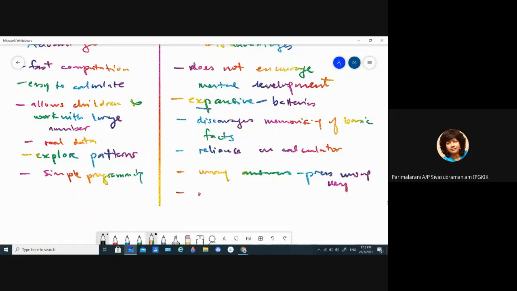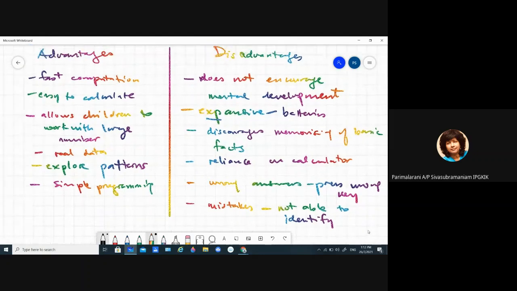And when the child makes mistakes, they are not able to identify where the mistake is, because there's no process, no working, so they don't know where the mistake is. So these are some of the advantages and disadvantages of the calculator.